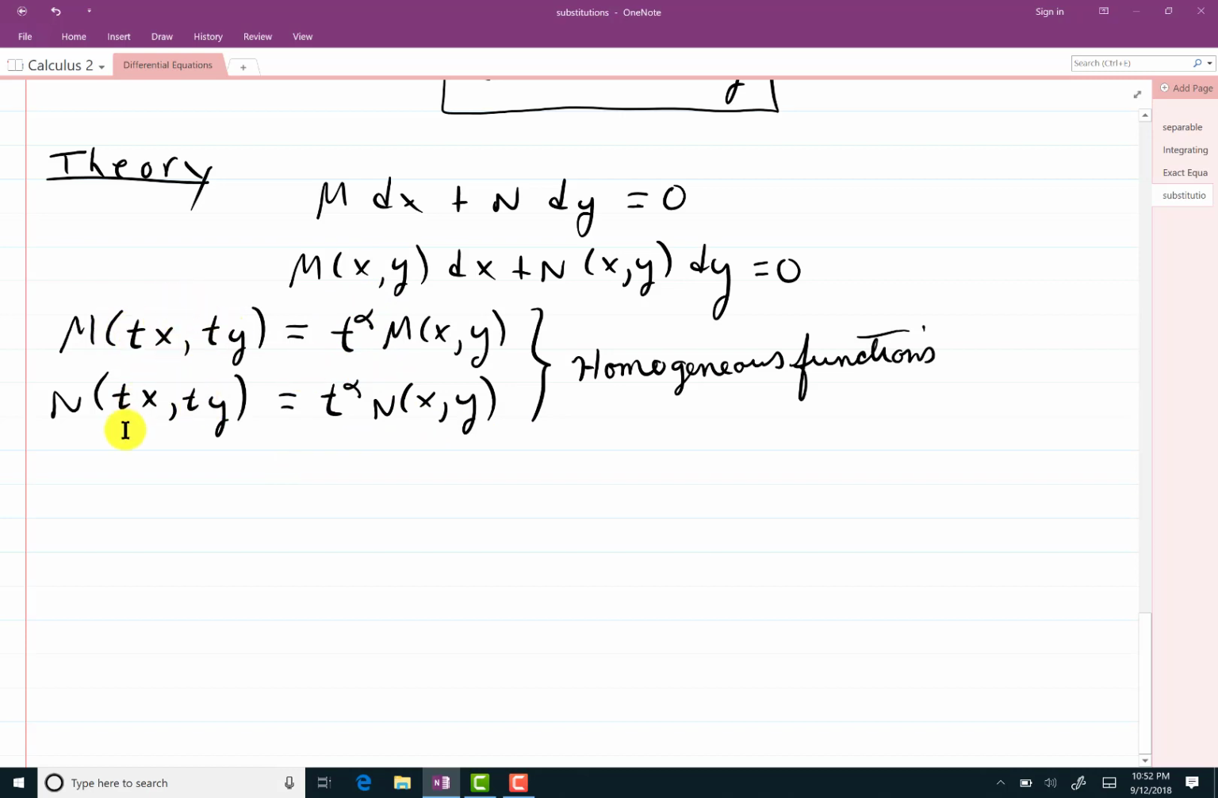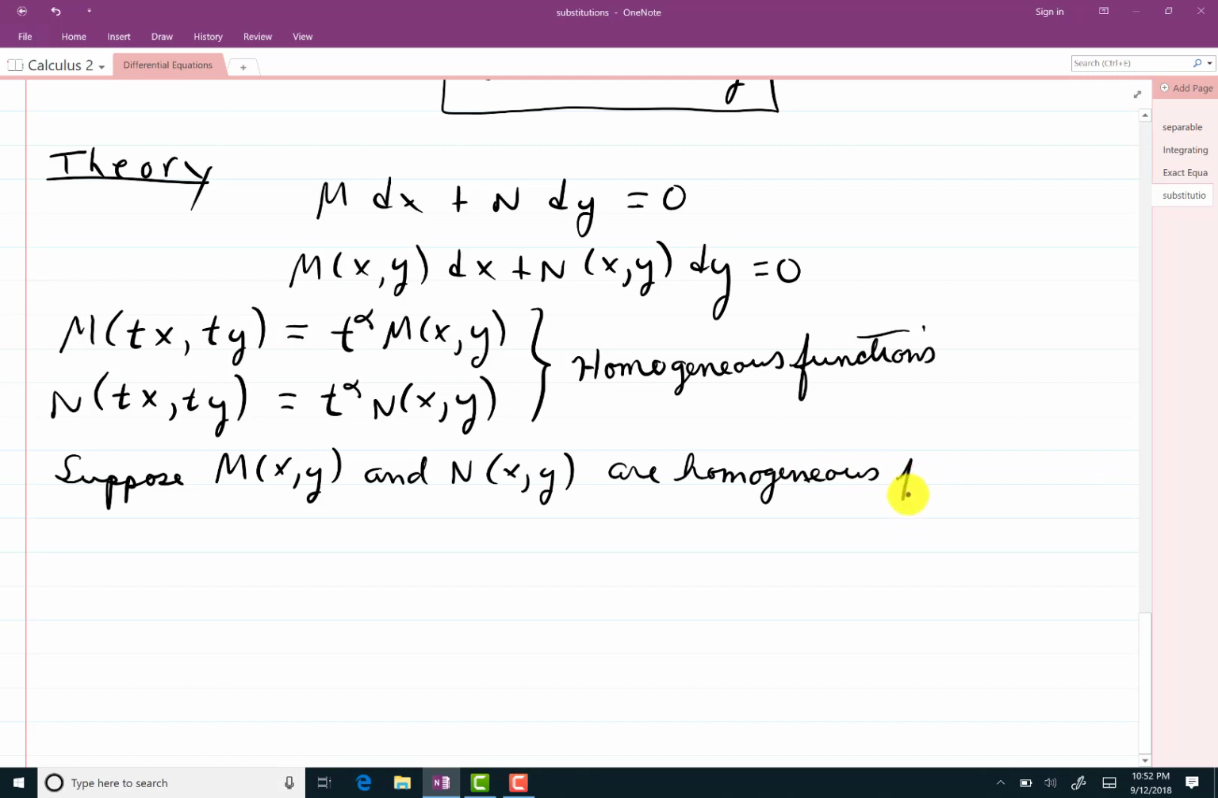So now let's go one step further. So suppose m of x,y and n of x,y are homogeneous. I don't want to leave it at that, I want to put functions.